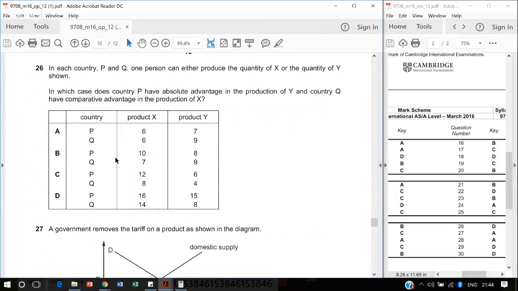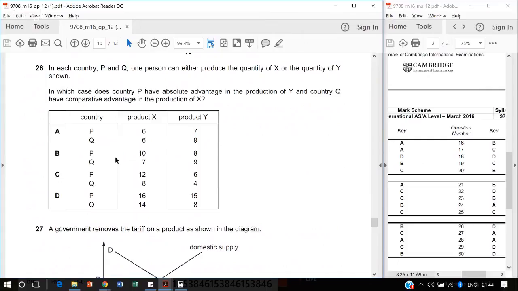In each country, P and Q, one person can either produce the quantity of X or the quantity of Y. In which case does country P have absolute advantage in the production of Y and country Q have comparative advantage in the production of X? Okay, so about absolute and comparative advantage. Now remember, absolute means you can produce it at a lower overall cost, a lower production cost, whereas comparative advantage means you can produce it at a lower opportunity cost.